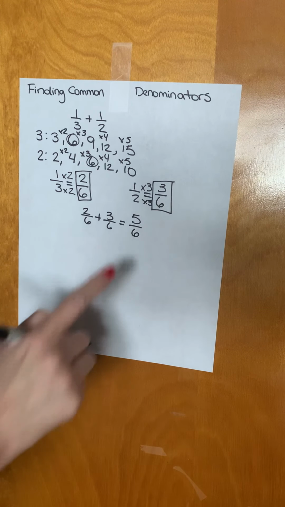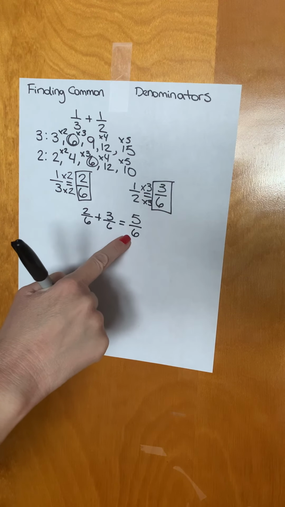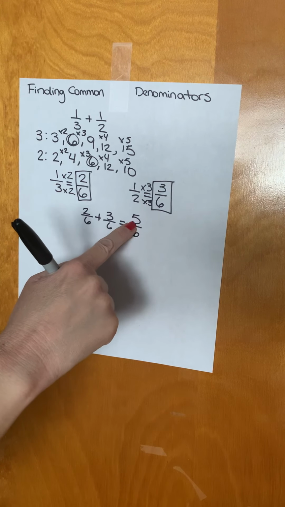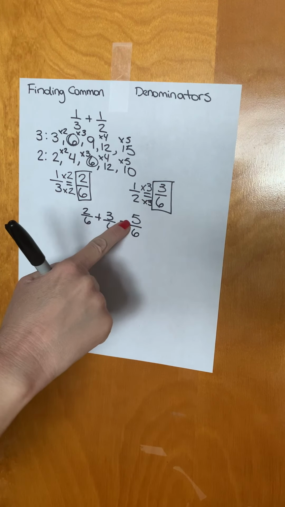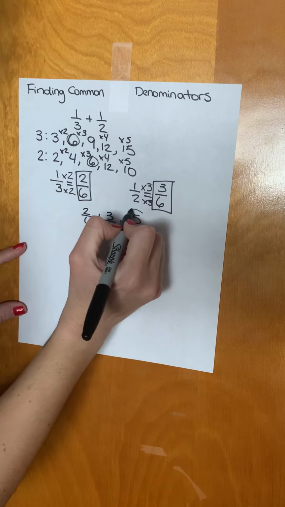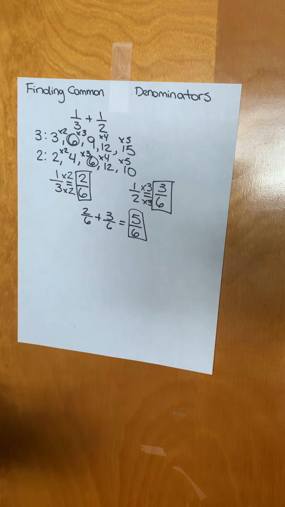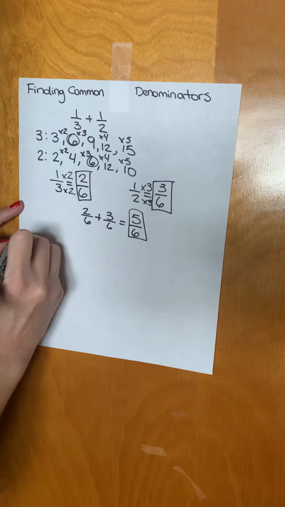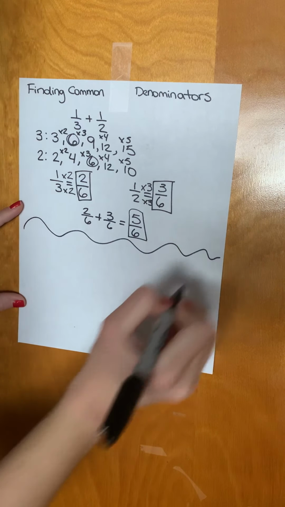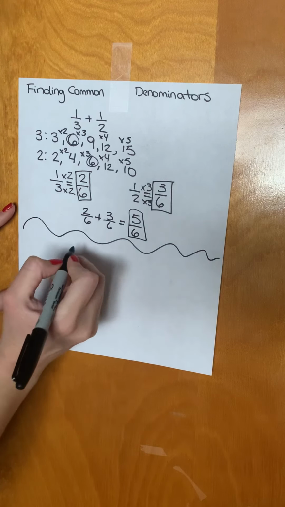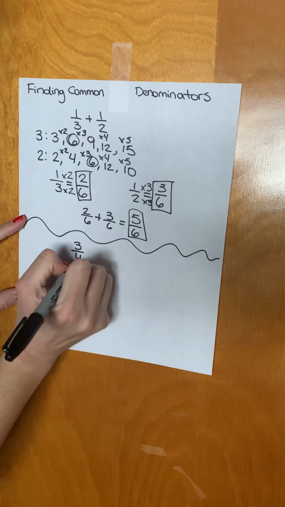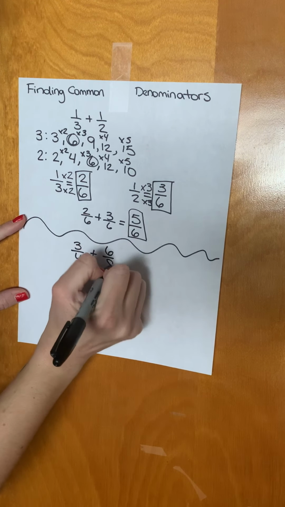Before I can say that that's my final answer, make sure it's reduced. Can 2 make 5? No. Can 3 make 5? No. That's my least reduced fraction, so that's my final answer, 5/6. Let's try another one. Let's do 3/4 plus 6/8.